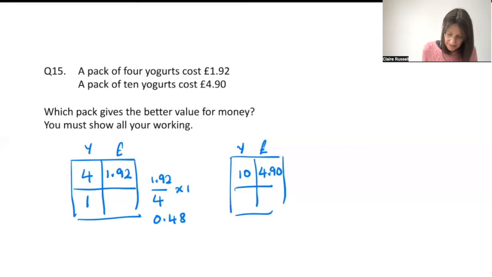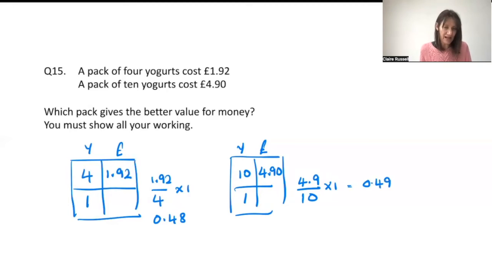Okay, I want to know, oops, put it in the wrong column. I want to know what 1 costs. So this time we're dividing, and my head is ahead of my pen. This time we're doing that piece of maths, which is going to give me 49 pence, 0.49. But it does mean I can see very clearly now, and it's 4 yogurts. It's the better value. So make sure you answer that question. 4 yogurts. Okay.